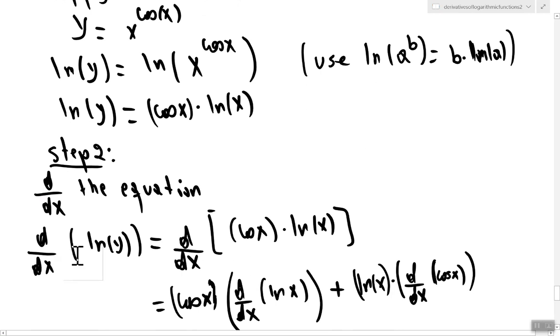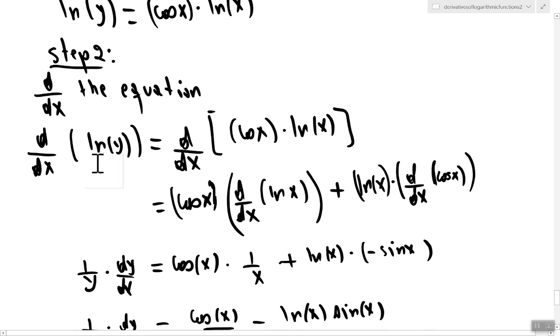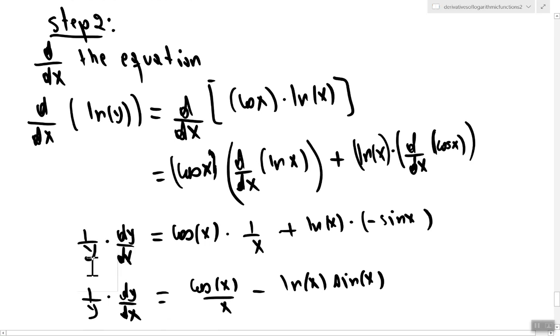Okay, so you apply d/dx to both sides of the equation. And we know anytime you're doing logarithmic differentiation, when you apply d/dx to the left side, you will always get 1 over y times dy dx. So this should not be a doubt, because you're taking the derivative of ln of y with respect to x. So you get 1 over y times dy dx.